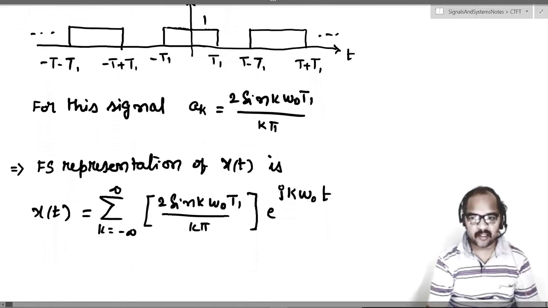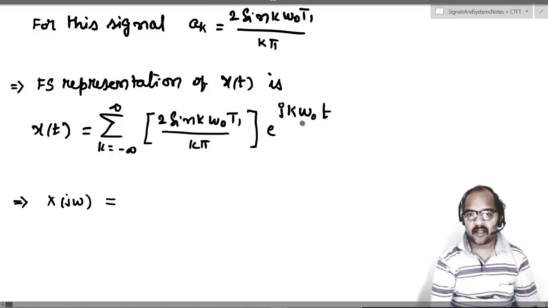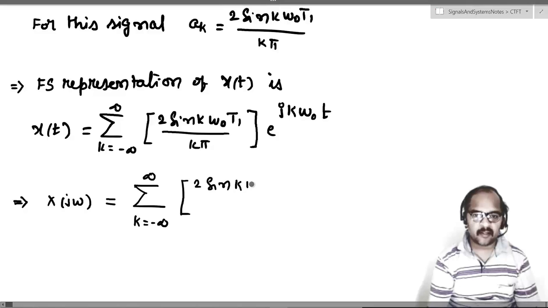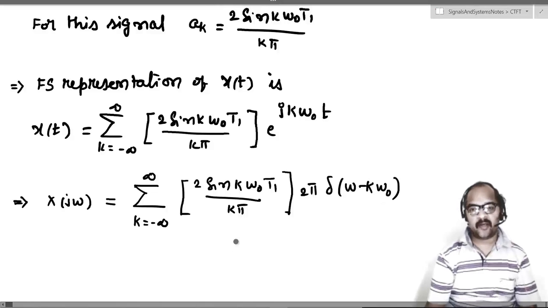So we can find the Fourier transform as what? Just now we have seen, the Fourier transform X of j omega would be, everything remains the same except that we have to find the Fourier transform of e power jk omega naught t. So this should be summation k equal to minus infinity to infinity, you will get 2 sine k omega naught t1 divided by k pi multiplied with 2 pi times delta of omega minus k omega naught.